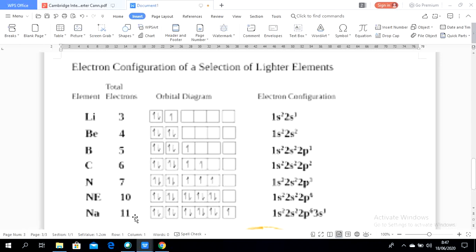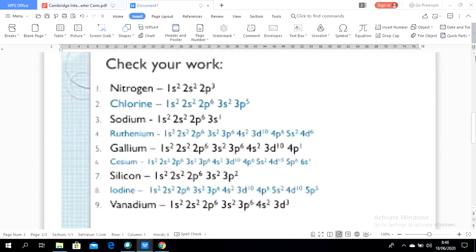Look at sodium. Sodium is 11. 1s2, 2s2, 2p6 and then 3s1. So after 1s2, 1 2, 2s2, 1 2, and then 2p6, 1 2 3 4 5 6, and then 1 goes up. The last one for sodium cannot be an arrow going down. The arrow must go up, the first one. And then this is how it is arranged.